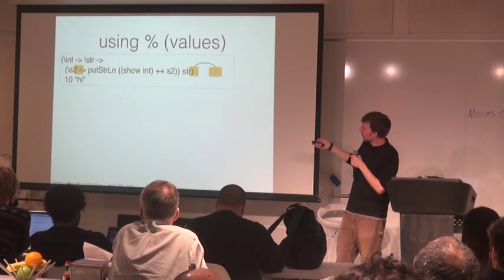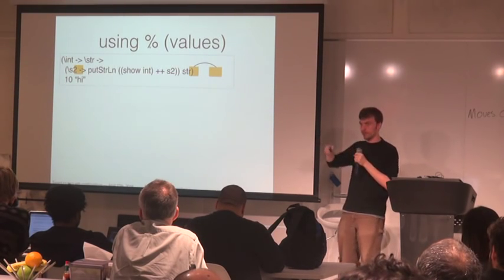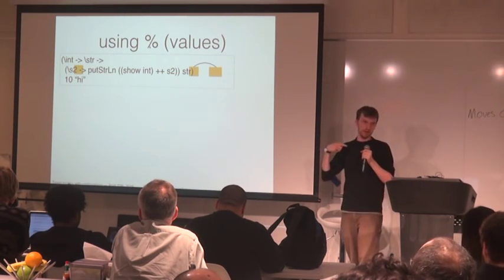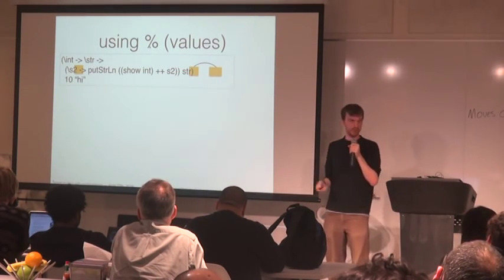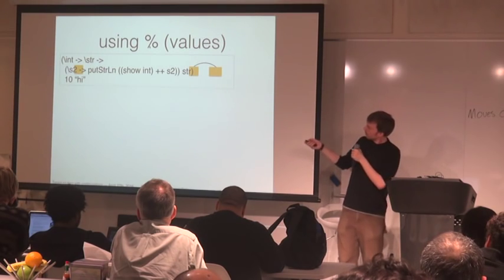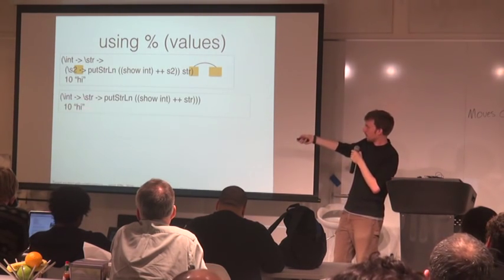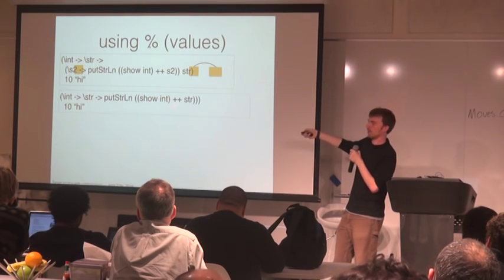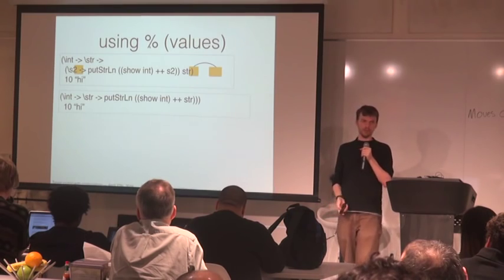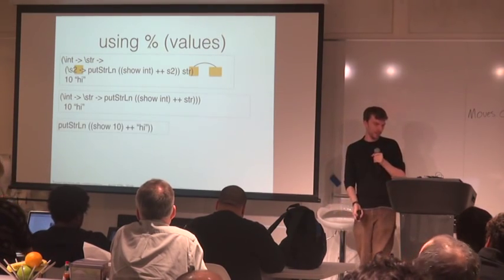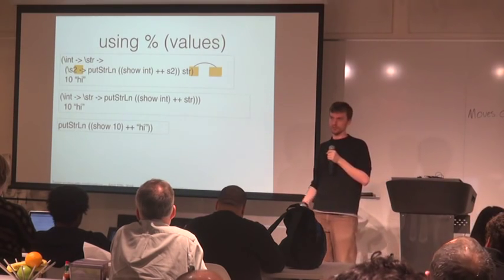And so now we have this function here, which is taking s2, which if we remember was supposed to be the formatted string, the result from the second format, and it's applied to str, which seems pretty good. So we can then substitute that into the body. And now we have an int to str to put strLn of show int plus str. And it's applied to an integer and a string. So we apply it to the two arguments, and we get back put strLn show of 10 plus hi, which was the goal.